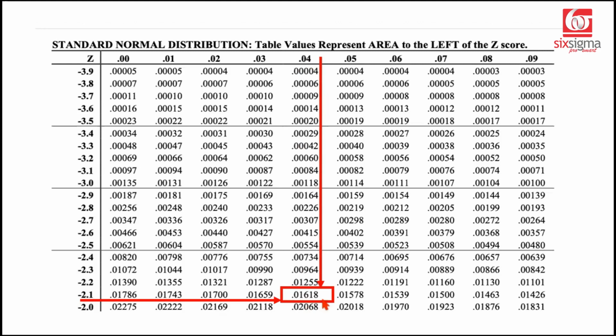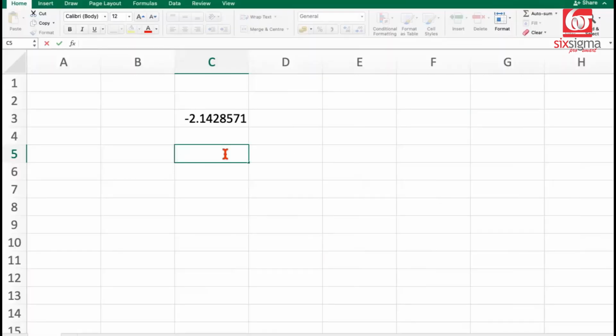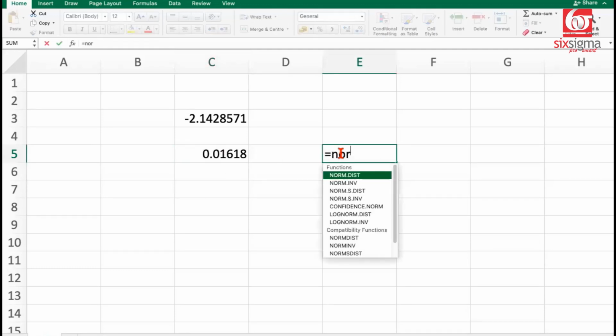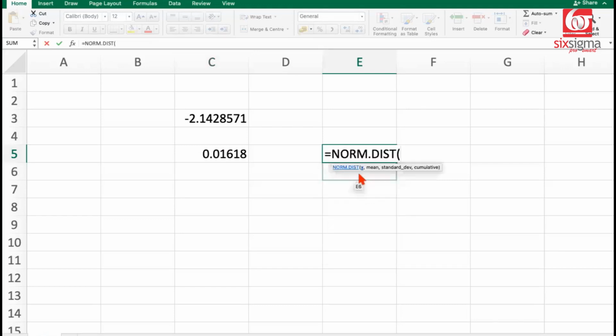The chance that your favorite batsman would score less than 20 is only 1.618%. I will quickly note down this value here. We got the value from the table, which was 0.01618 or 1.618%, right? There's a simpler way to get this answer straight away, and that is using a formula. So what is that formula? The formula is norm.dist. This has the table baked in, so we don't have to put in the effort to go to the table and find it.